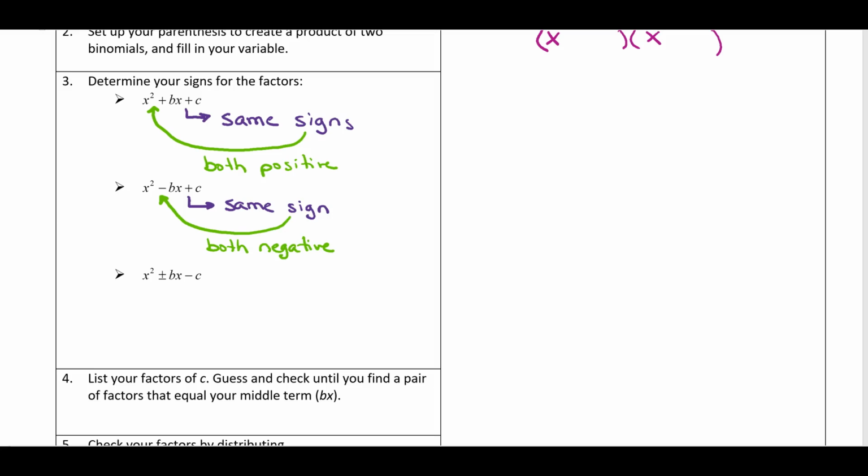Okay, and then the very last scenario is where the constant is negative. If the constant is negative, this means the signs are going to be different, because the only way to multiply to get a constant that's negative is if you're doing a plus times a minus. Now, when you look at the front here, this will tell you which bigger number takes the sign. So the bigger number is going to take the sign of whatever is there, whether it's a plus or a minus. Okay, so if you don't quite understand those sign rules yet, don't worry, we'll get there.